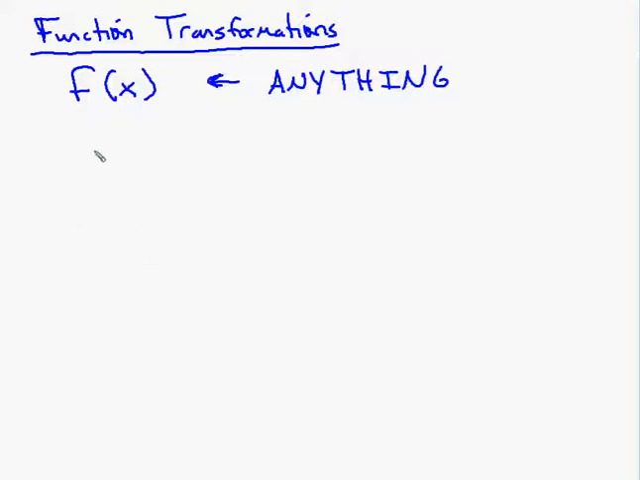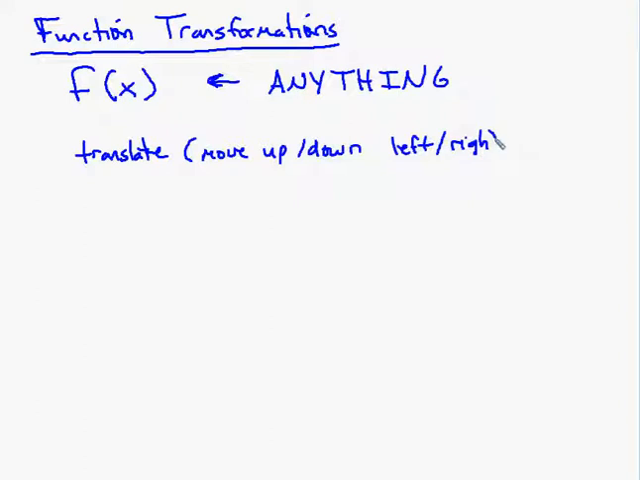So if I want to translate it, that means from geometry, move up or down, or left and right. I'm going to basically be adding values to this. So if I have f of x and I add some value k, this is going to move it up k units.